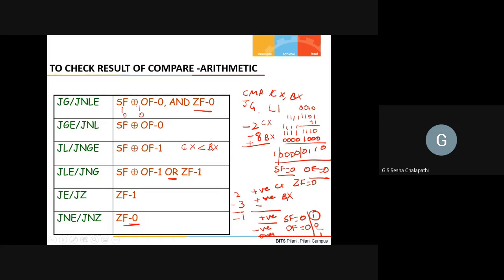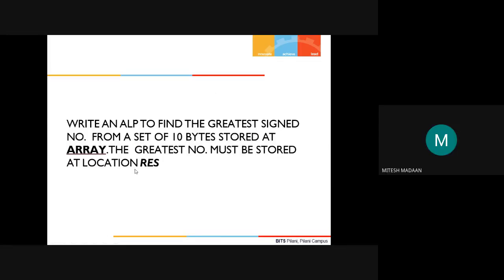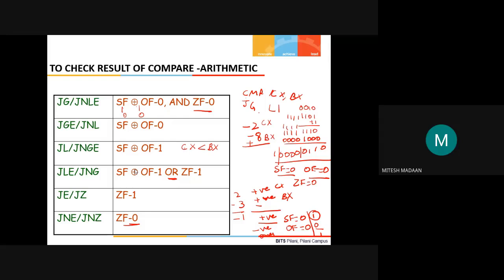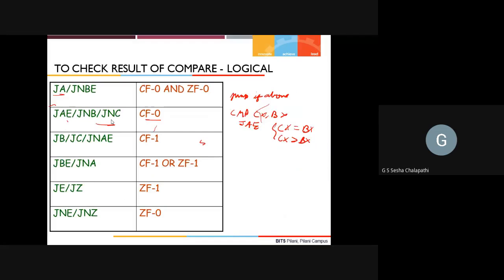Okay, let's go further. Excuse me, sir, why do we need JG when we already have a JA instruction? The point is that when you want to do a signed comparison, you will use JG, JNLE and all those things. If you want to do an unsigned comparison, you will be doing JA, JAE, and so on.